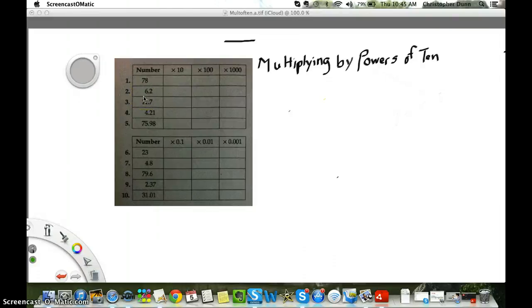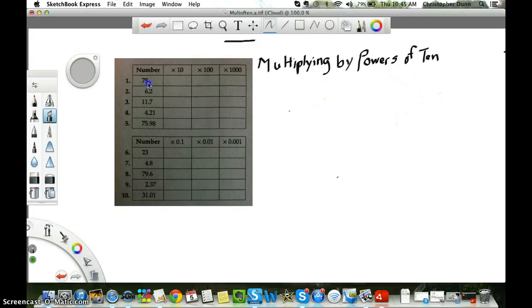Hi, this is a short tutorial on how to do some of the multiplying by powers of 10 questions that we did today, September 4th. So we have 78 multiplied by 10, and the decimal point would be right there, and you move it over one spot and put a 0. So that would be simply 780.